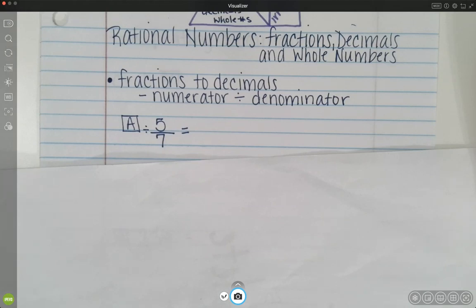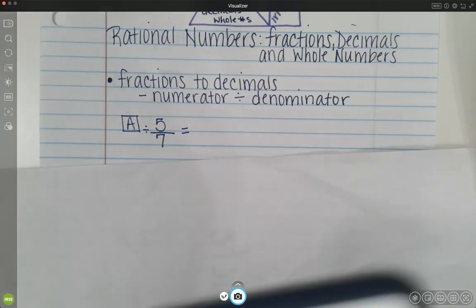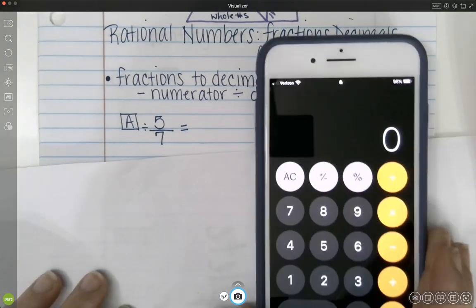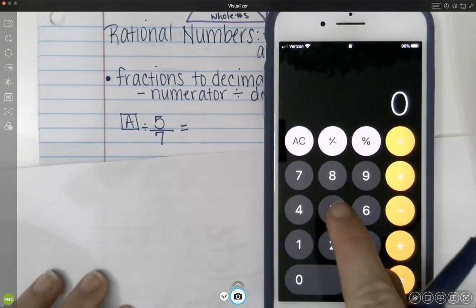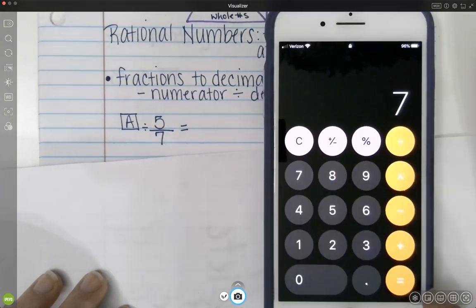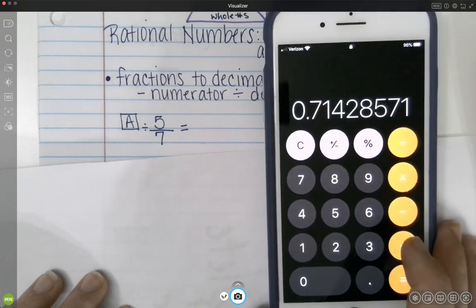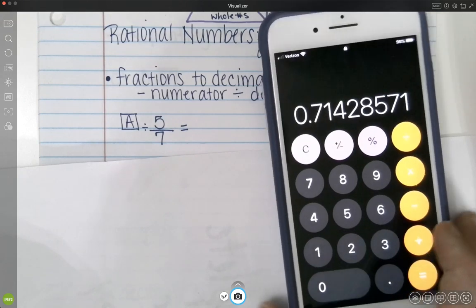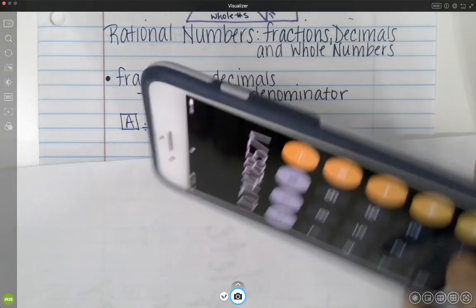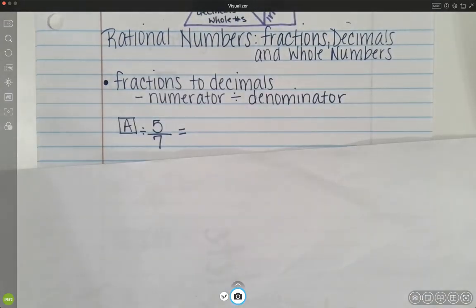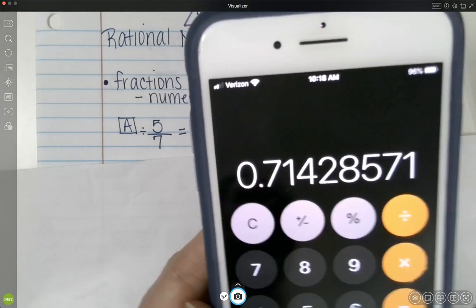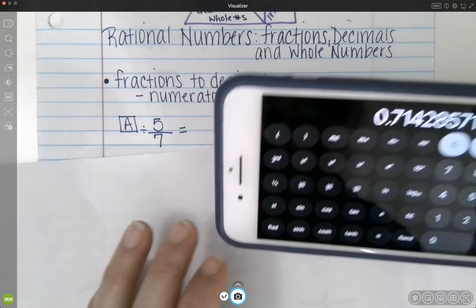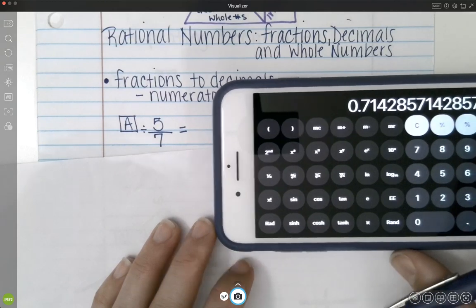So again, if you are dealing with a phone calculator, I have something as simple as 5 divided by 7 equals, okay? So I'm able to get that answer. Now if I turn my phone sideways, which actually I'm in lock mode, so give me 1 second. If I turn my phone sideways, notice how many digits are showing right here. When I turn my phone sideways, I get some more digits showing, okay?